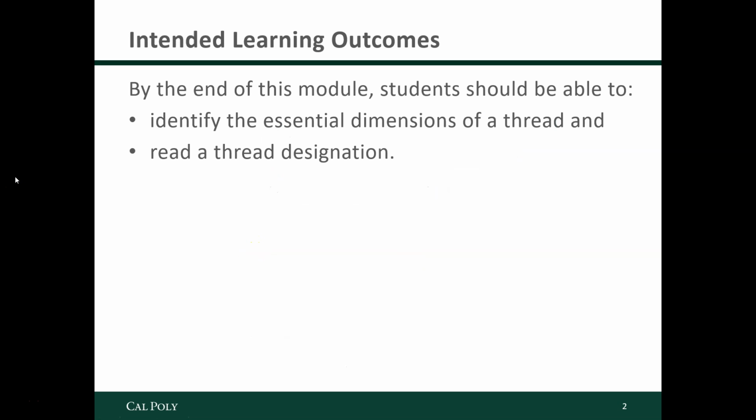So that was threads. I hope you can now identify some of those essential dimensions: the major and minor diameter, the pitch diameter, the thread angle, the lead angle, and also read thread designations, quarter 20 UNC, MJ10 1.5. And actually, we learned quite a bit more than that. But you're going to have to be very familiar with these important dimensions and the symbols that go along with them and thread designations in order to move on with our study of threads.